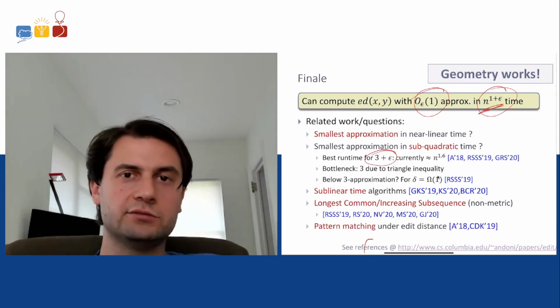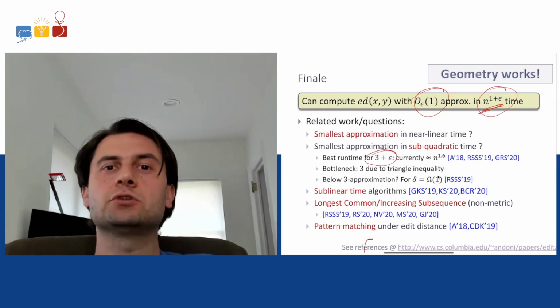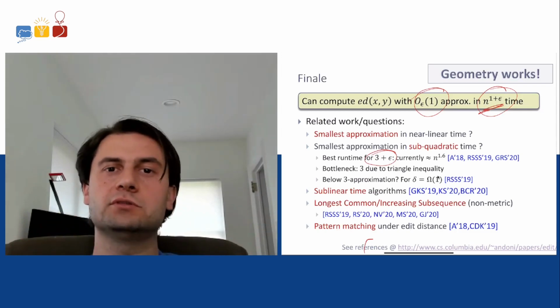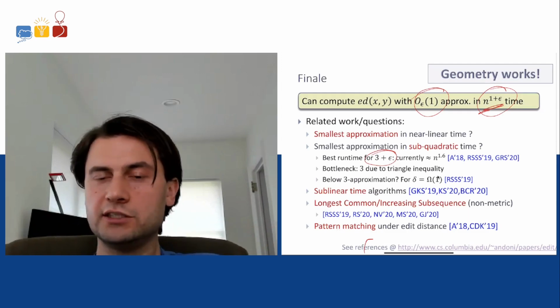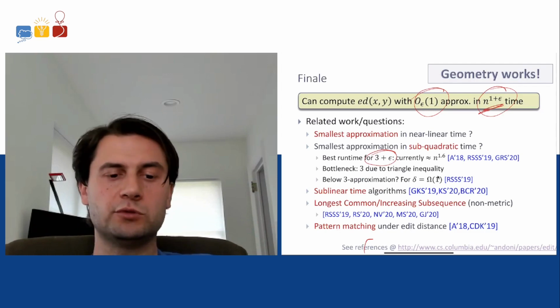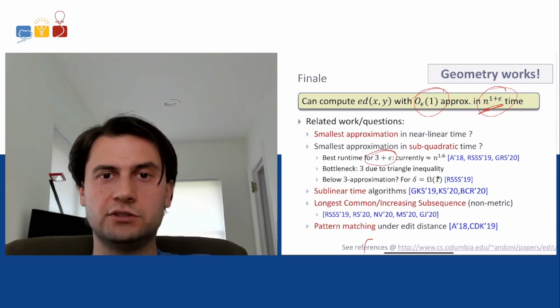And finally, a set of related questions is to go beyond just computing distance between 2 strings x and y. Let's say you have a text versus a pattern, what is the best trade-off between runtime and approximation? There has been some work there, but I don't think that at the moment we know the best possible, even just using these results.